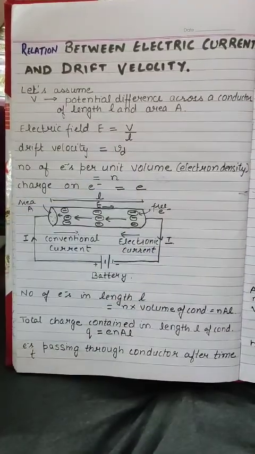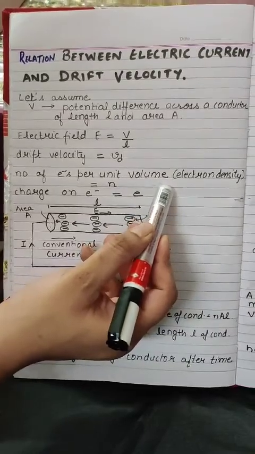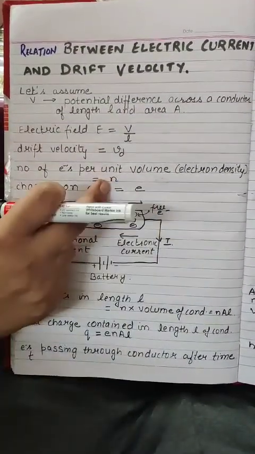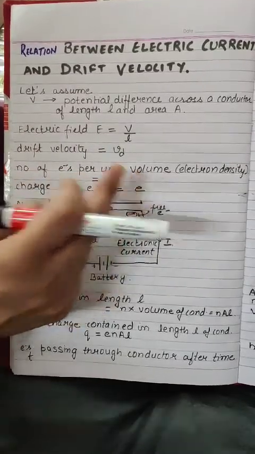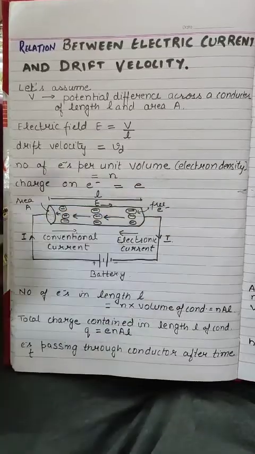Vd. Now, the number of electrons per unit volume will be, let us say, small n. So, small n is the number of electrons per unit volume. And we know that the charge on one electron is equal to e.